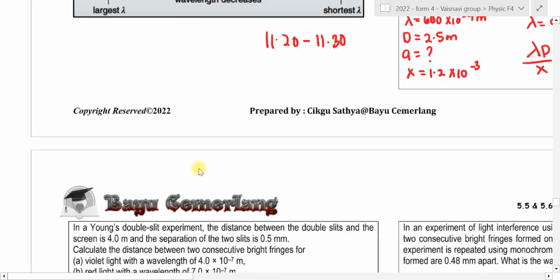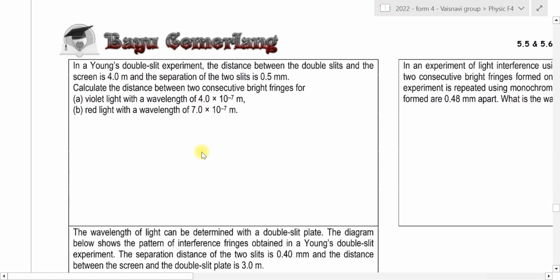Okay, moving on to the next question. Interference of light. In Young double slit experiment, the distance between the double slit and the screen, that means D, is 4 meter. The separation of the two slit, separation means the distance between, so the distance between two slit is A, which is 0.5 times 10 to the power of negative 3, because there is milli.